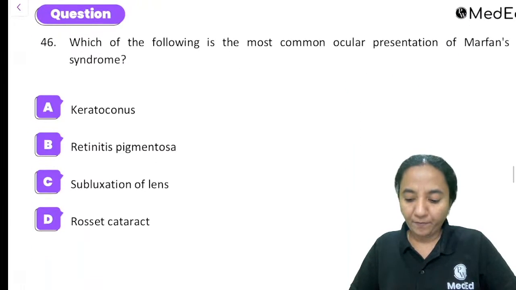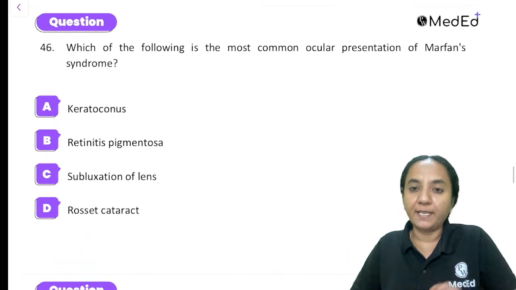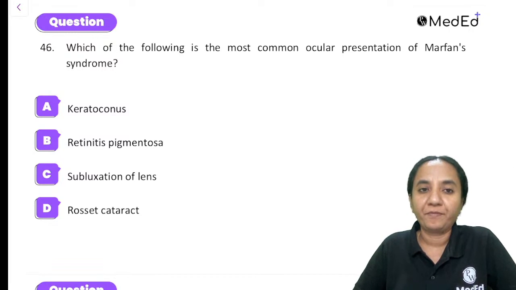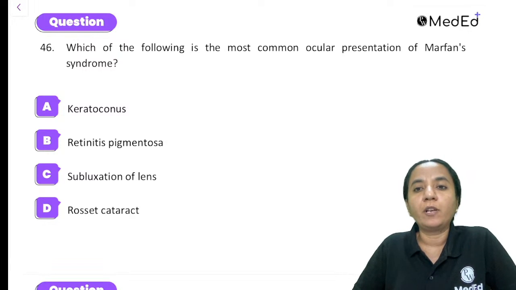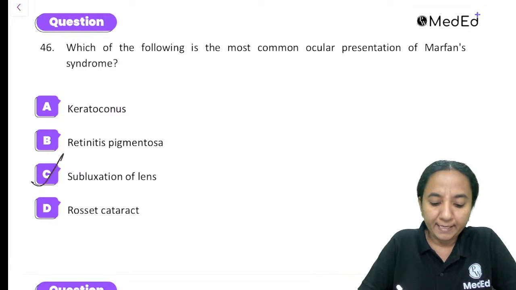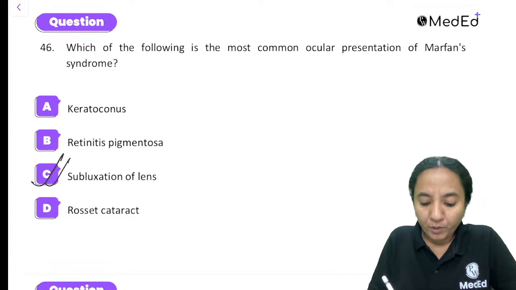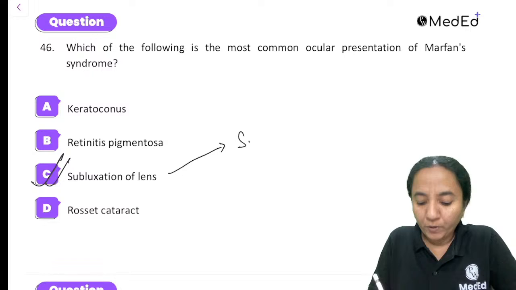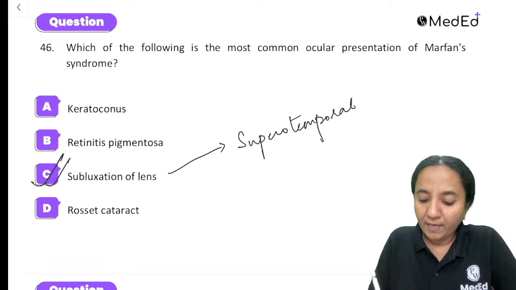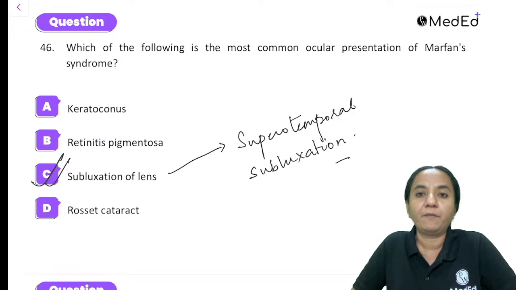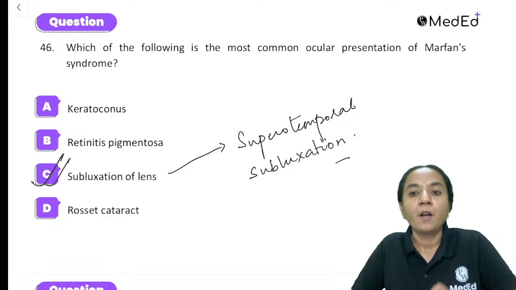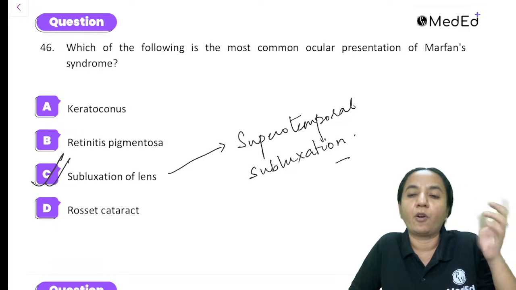Chalo, next question. Which is the most common ocular presentation of Marfan syndrome? Again, another very common and very important question. The most common ocular presentation of Marfan syndrome is subluxation of the lens. So what is the position of the lens in Marfan syndrome? The position of the lens in Marfan syndrome is superotemporal. So there may be a superotemporal subluxation of the lens in Marfan syndrome. This is the most common presenting ocular feature of Marfan syndrome.